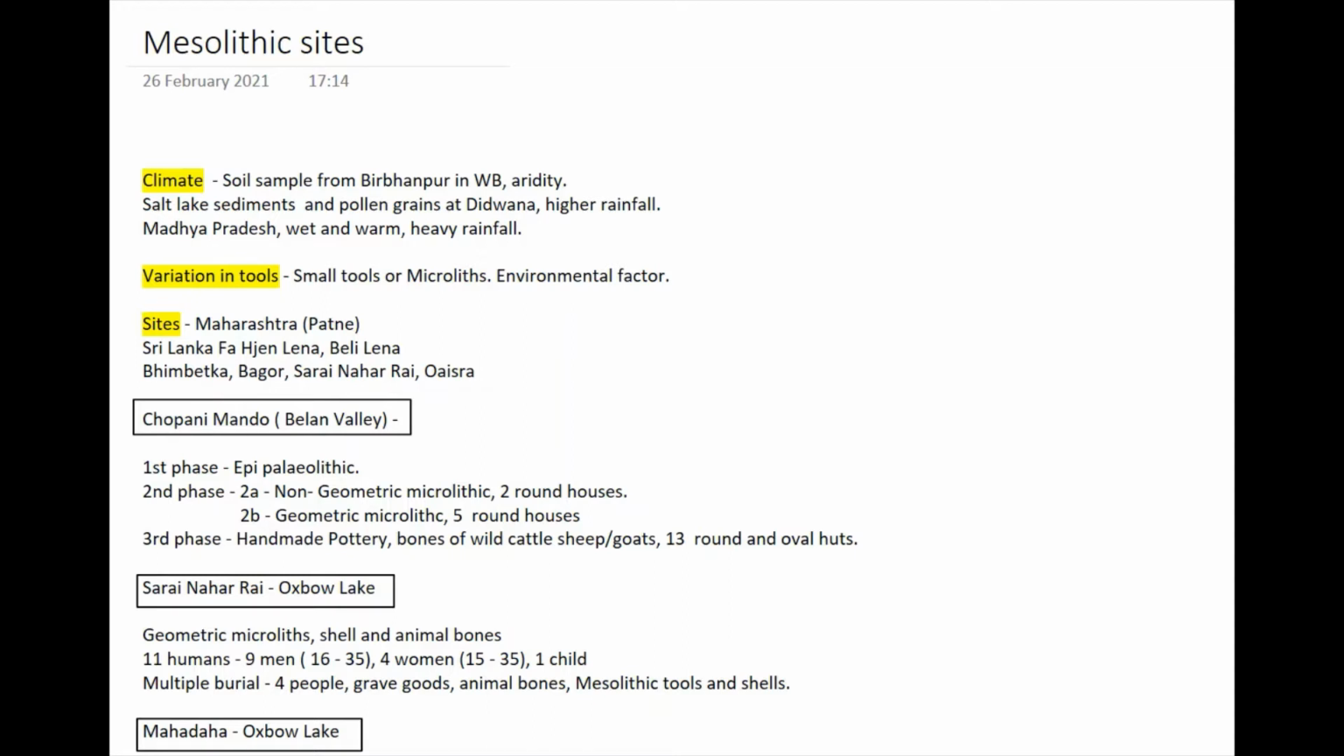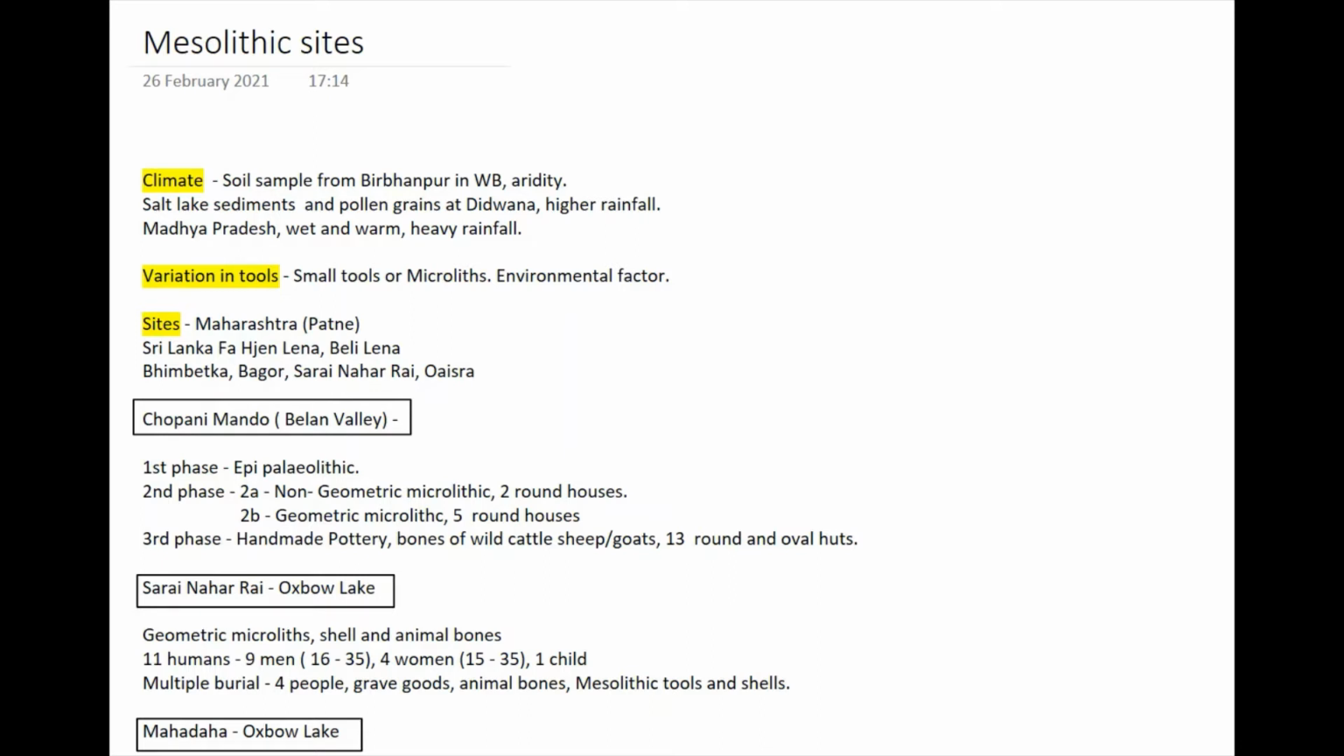For instance, an analysis of soil samples from the site of Birbhanpur in West Bengal, I'm sorry, Birbhanpur, shows a trend towards increasing aridity. On the other hand, the study of salt lake sediments and pollen grains at Didwana in West Rajasthan suggests higher rainfall at this point in time.